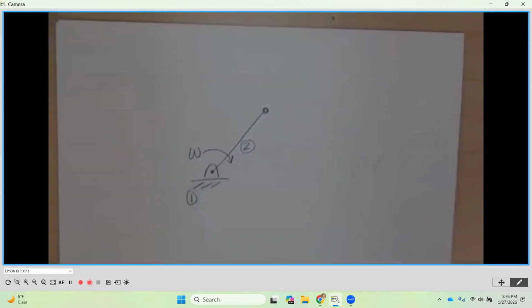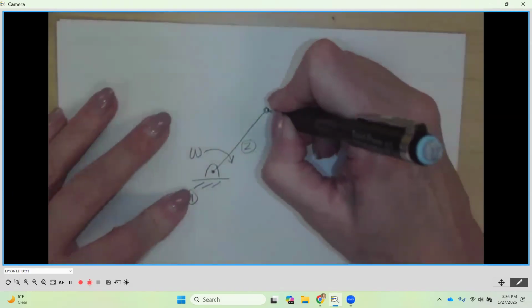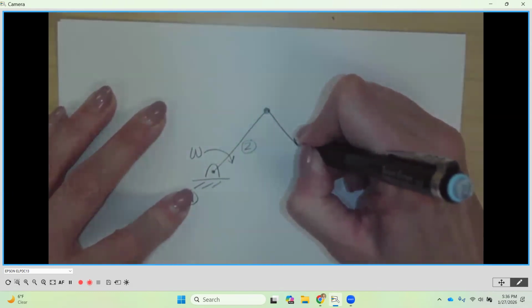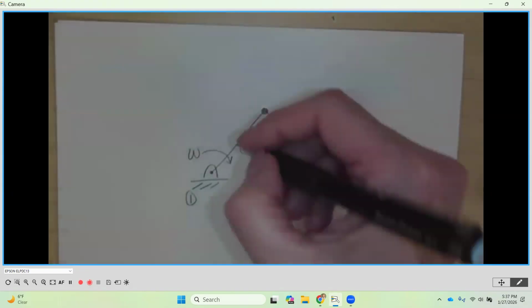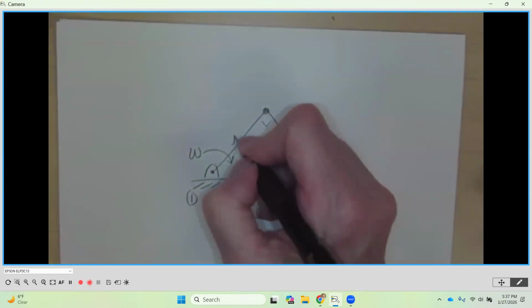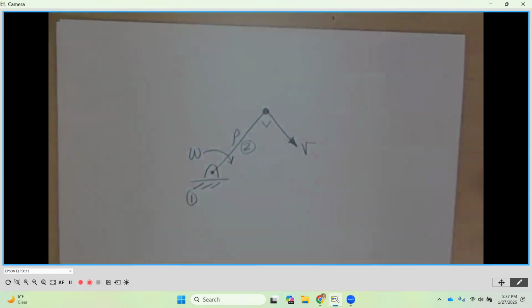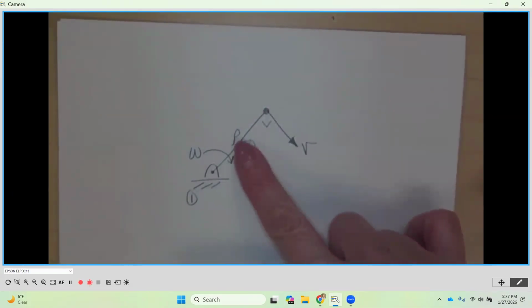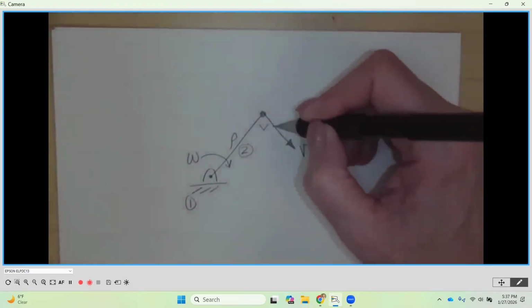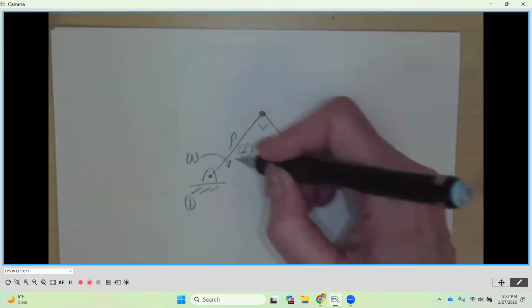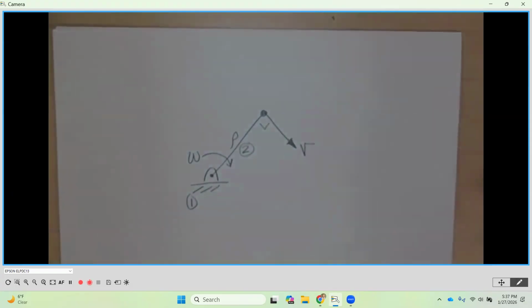Now, the end point has a straight line velocity component, and that straight line velocity is going to be perpendicular to the radius of rotation. We're going to call that phi in this class. Otherwise, it would be a lowercase r. It's just the length of that link or radius arm. And it is going to be perpendicular to that in the direction of angular velocity.